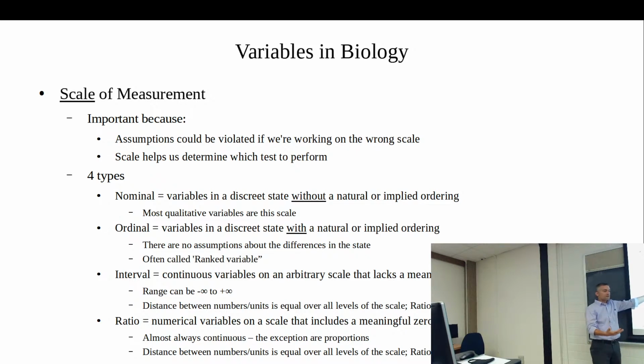So a qualitative variable can either have an order or not. If they don't have an order, they're a nominal variable. If they do have an order, then it's an ordinal variable. These ordinal variables are often called ranked variables, because we've ranked things from best to worst.